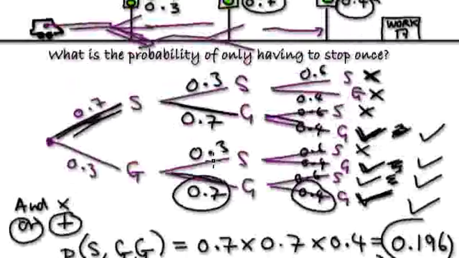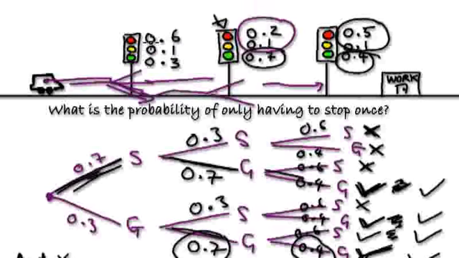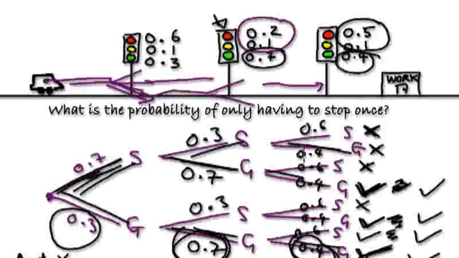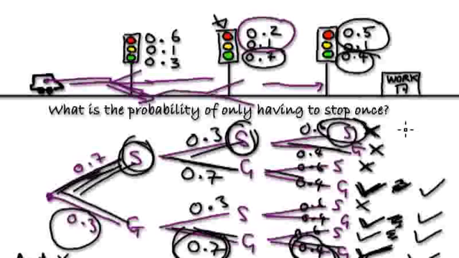The thing is, once you've drawn your map, you can answer a lot of questions. So, if someone asks you, what is the probability of not having to stop at all? So it would be go, go, go. And so you would get this times this times this. What is the probability of having to stop twice? So stopping twice would be stop, stop, go. Well, it depends if you want to define this as stopping twice. If I say, what is the probability of stopping exactly twice? Then this would be a bad outcome because I said exactly twice. So it depends on the question.